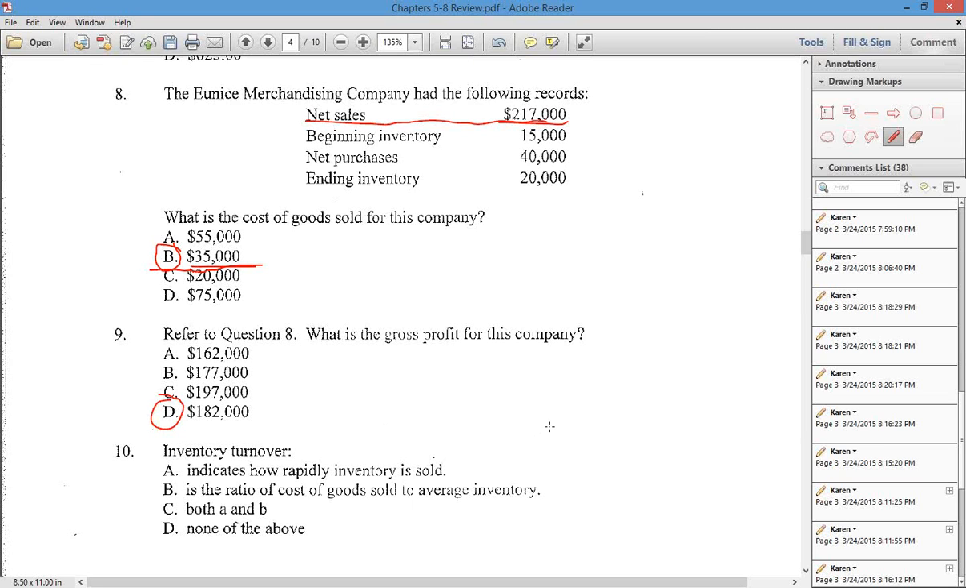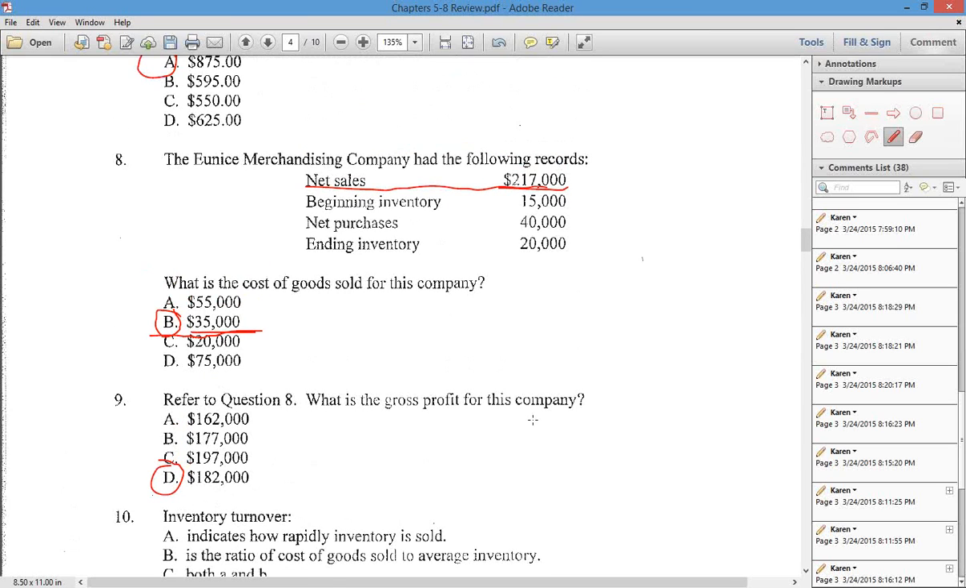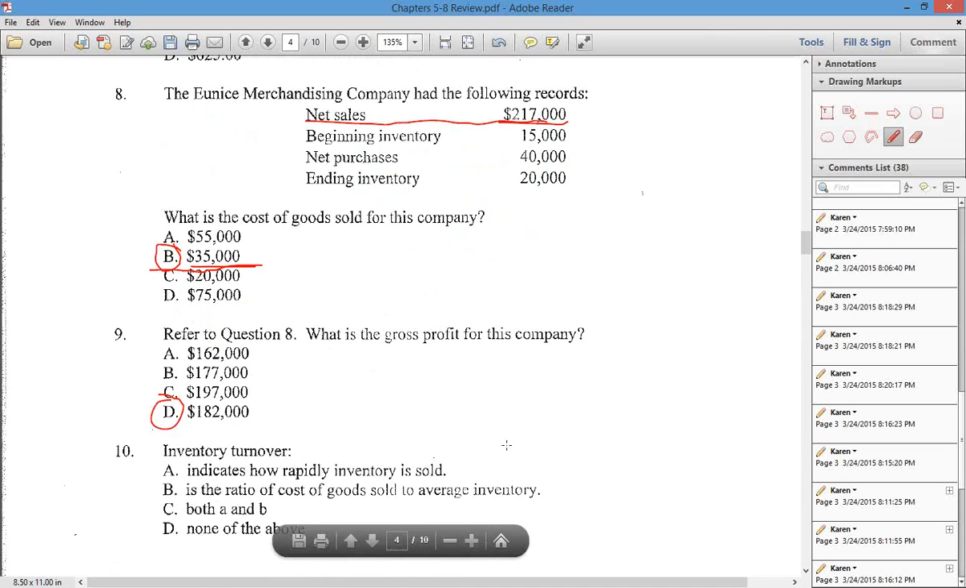And then here, this is just another, I said 10 went with it, but I guess it didn't, did it? 8, 9. Yeah. So 10 is just a definition for inventory turnover. Inventory turnover, what does it tell us? Well, it tells us how quickly inventory is sold. It is also the ratio of cost of goods sold to average inventory. The formula is cost of goods sold divided by average inventory, making the answer both A and B. Okay. That's Chapter 6.